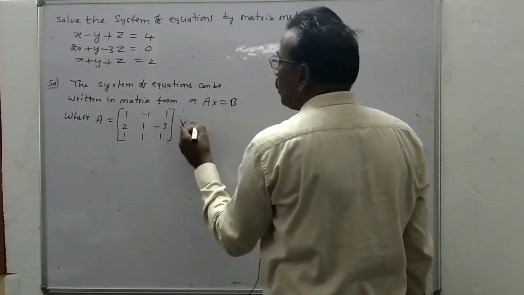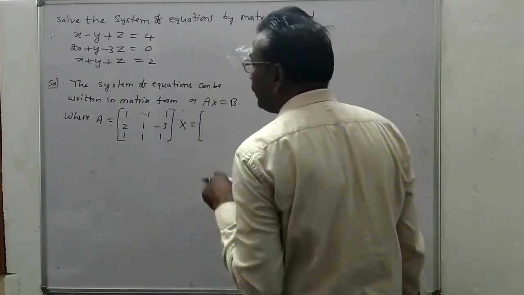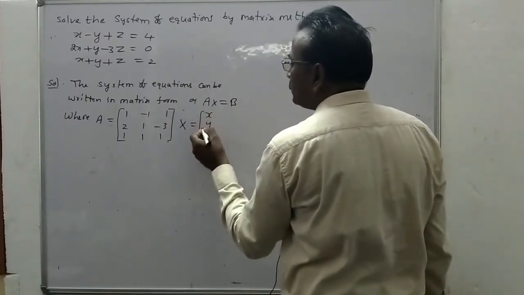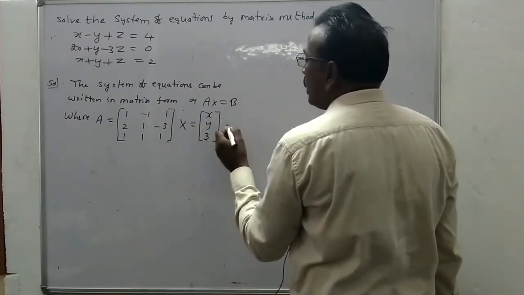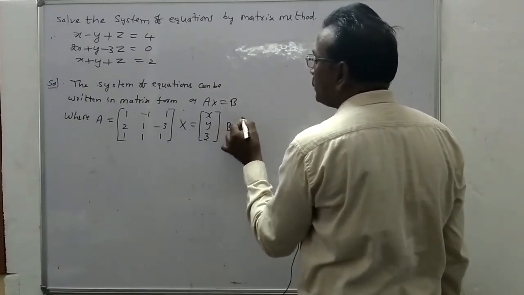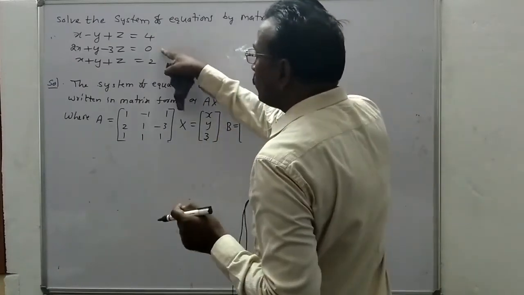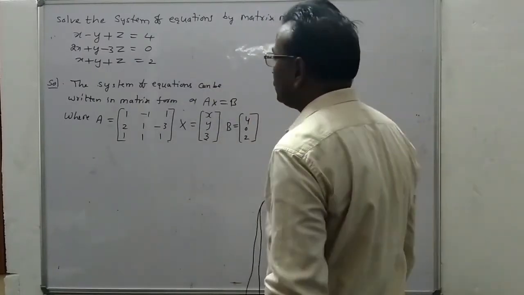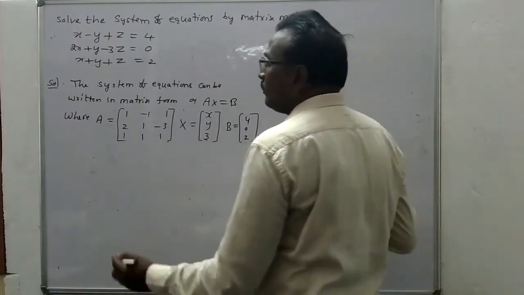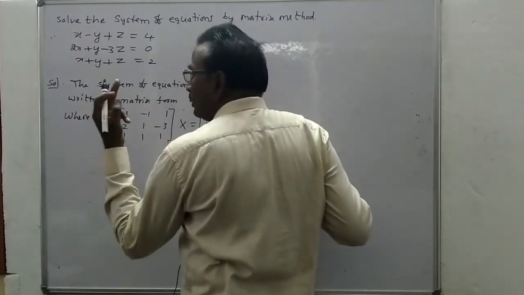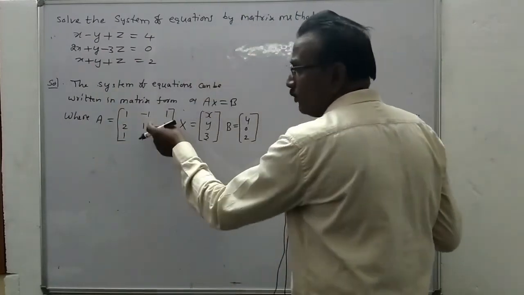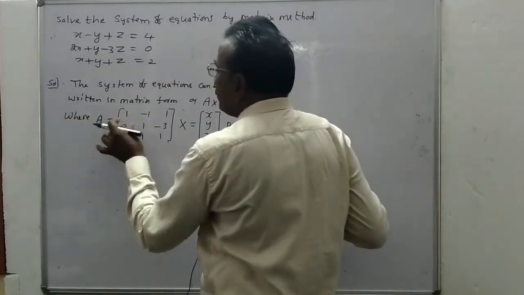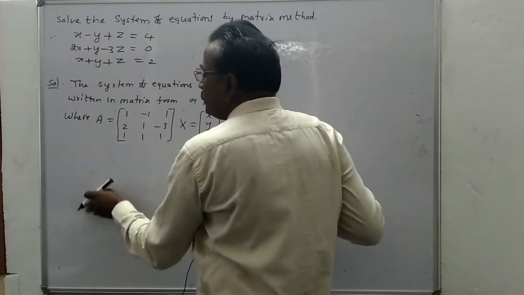And the variable matrix: how many variables are involved in these three equations? x, y, z. Here there are three variables, x, y, z. And what is the constant matrix? B is the constants. What are the constants? 4, 0, 2. So these are the matrices. Next, find the value of the determinant of A. The method is the same. In the previous question, A was a 2 by 2 matrix, but in this example, A is a 3 by 3 matrix. So the method is the same.